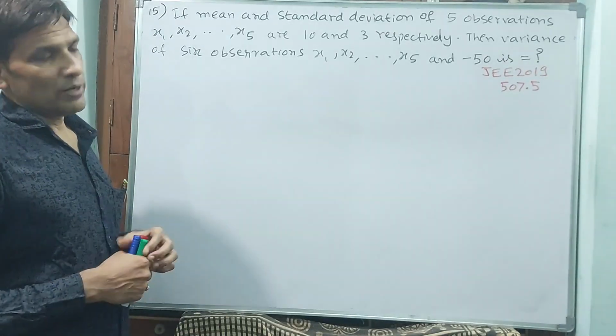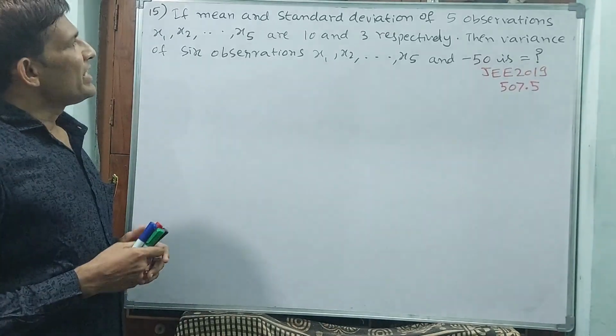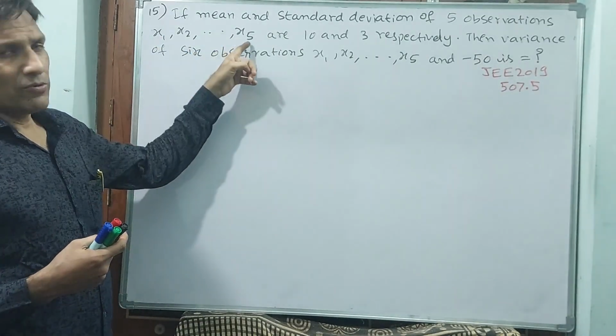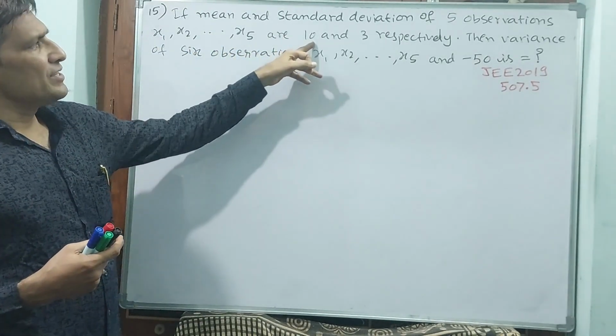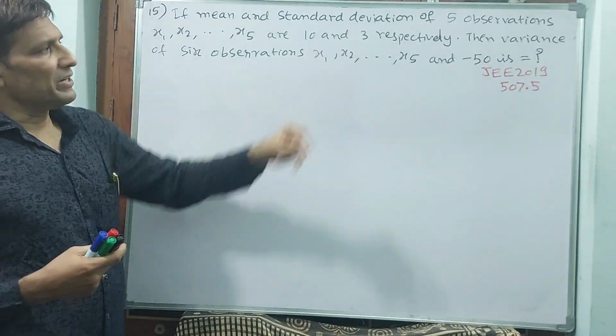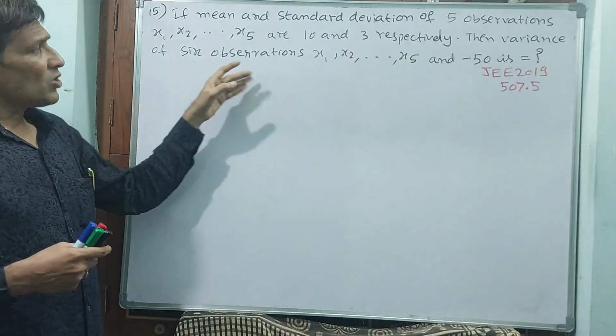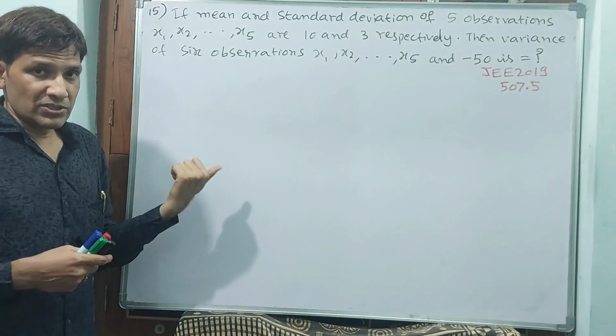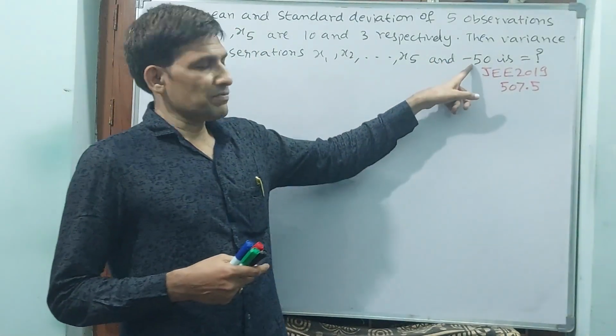Okay. See question number 15. If the mean and standard deviation of 5 observations x1 up to x5 are 10 and 3 respectively, then find the variance of 6 observations. See here 5, here 6 they are asking. But what about the 6th observation? The 6th observation is minus 50.